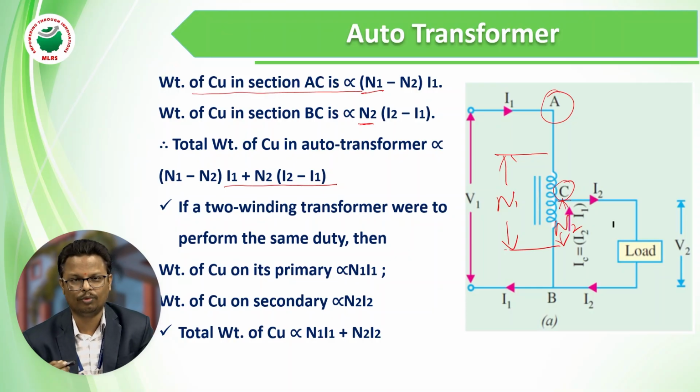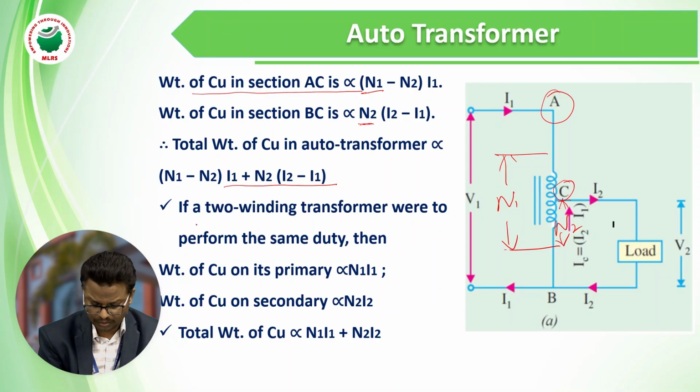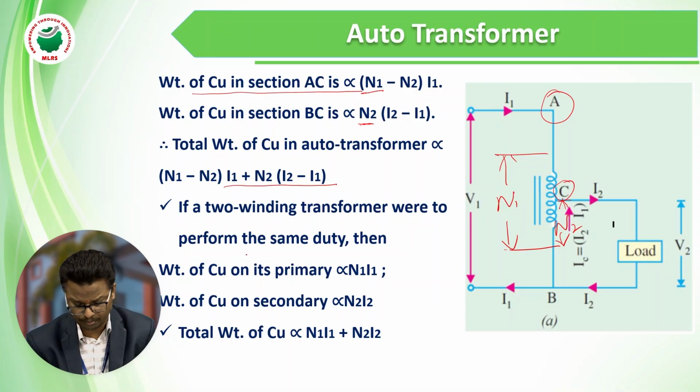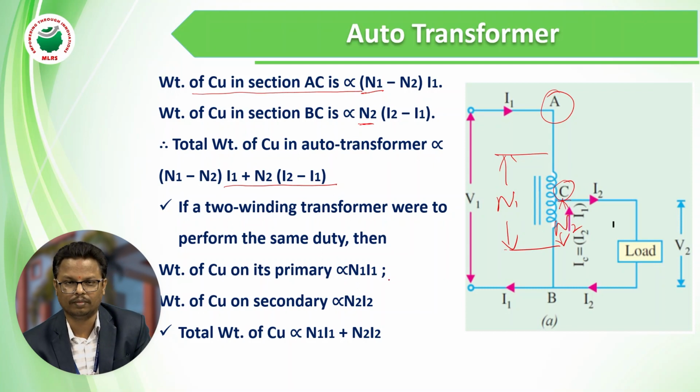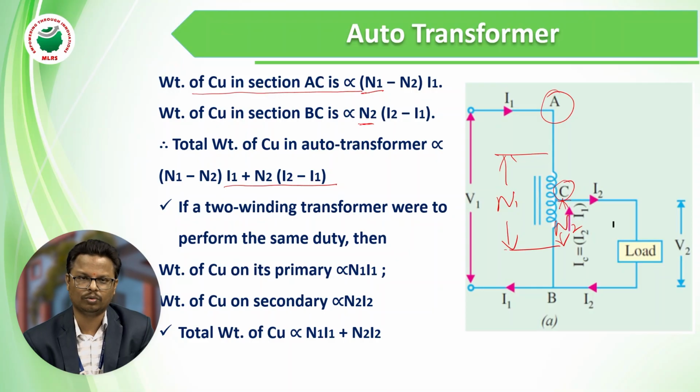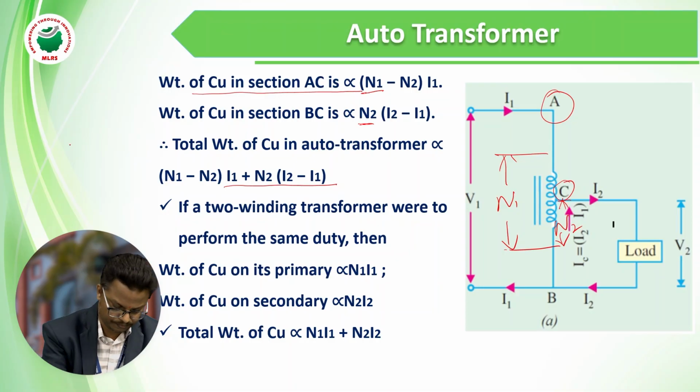Now we have to go for the two winding system, the two winding transformer. Okay. So if a two winding transformer were to perform the same duty, then the weight of copper on its primary is N1 I1. Here we are not dividing the primary winding, so we are taking the total number of turns N1, and the total amount of current carried by the N1 winding is I1. So N1 into I1. So let's see.